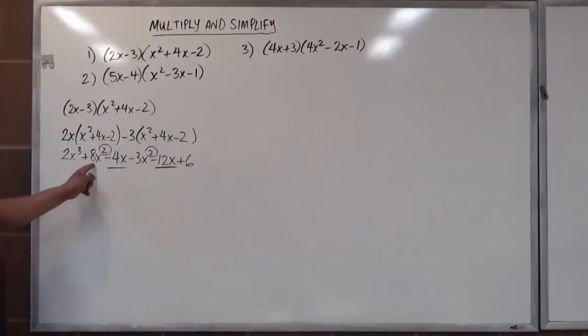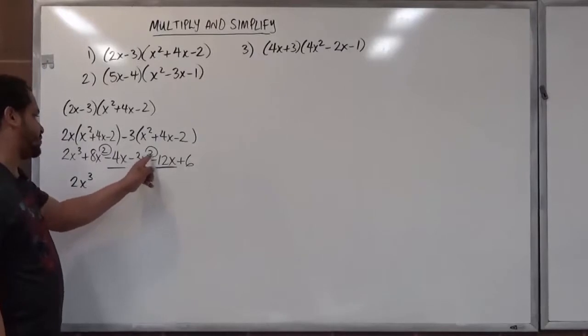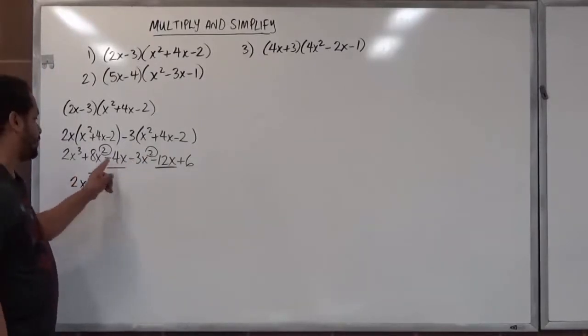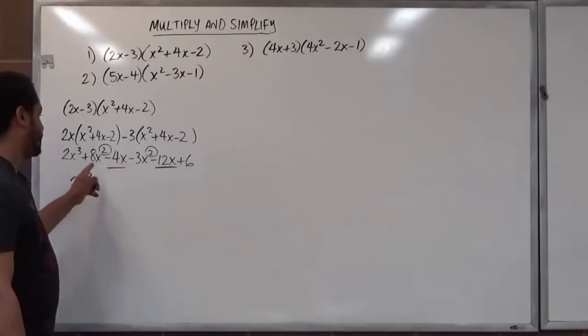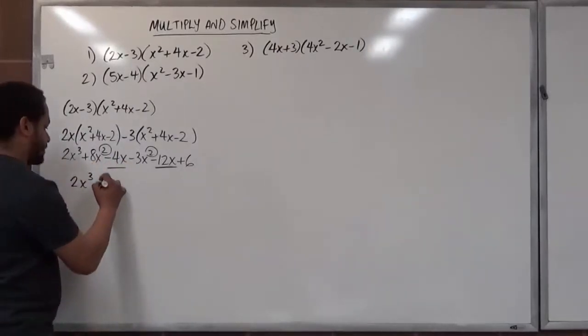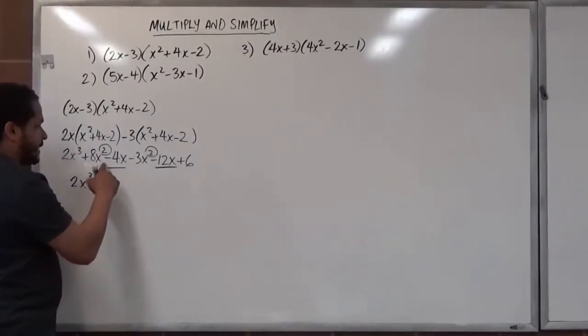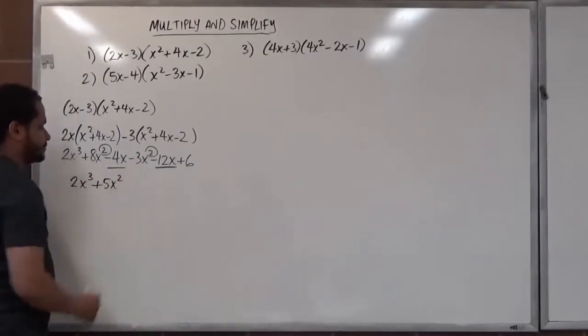Then we have plus 8x squared and negative 3x squared. And we're just looking at the coefficients of these and adding them up. So positive 8, negative 3, keep the sign of the larger, which is a positive 5. And it's an x squared term.